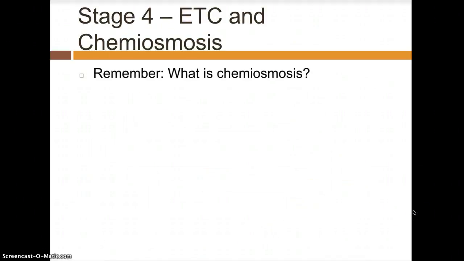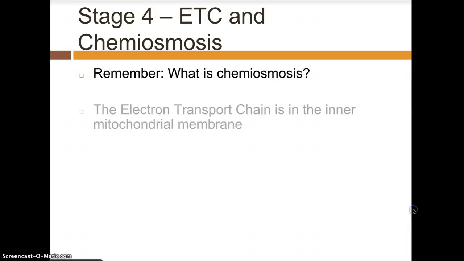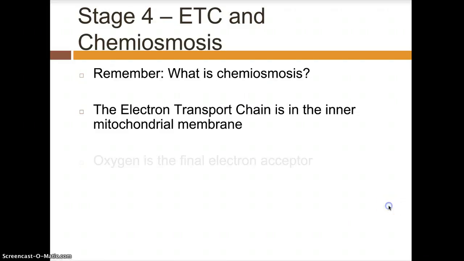Okay, so stage 4. Remember what chemiosmosis is. So we talked about chemiosmosis in photosynthesis, and osmosis is simply the transport of molecules down a concentration gradient, and in this case we're looking at the concentration of hydrogen ions down a concentration gradient. So what we're looking at is the production of ATP through the electron transport chain in the inner mitochondrial membrane.